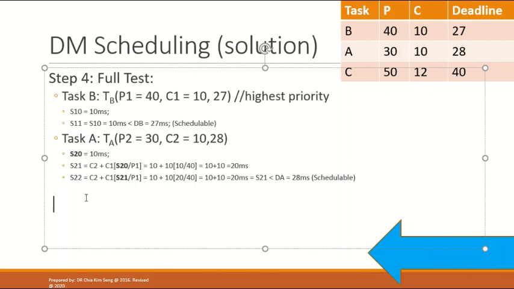Next we have task C. Okay, task C, with a deadline DC, and we have 50, 12, and 40. Again, we do the same thing. It's a scalability test for the third priority task, the third task.